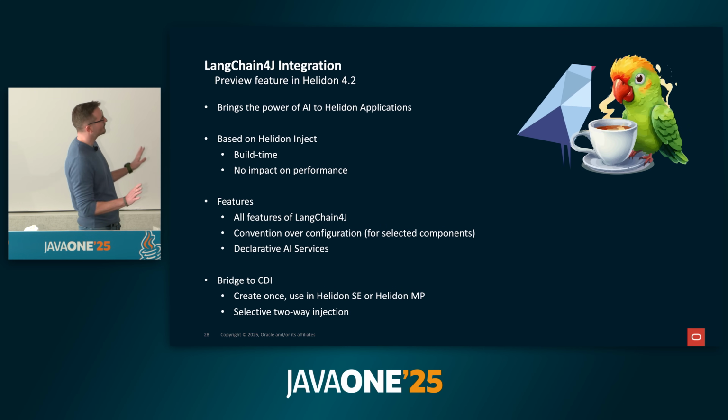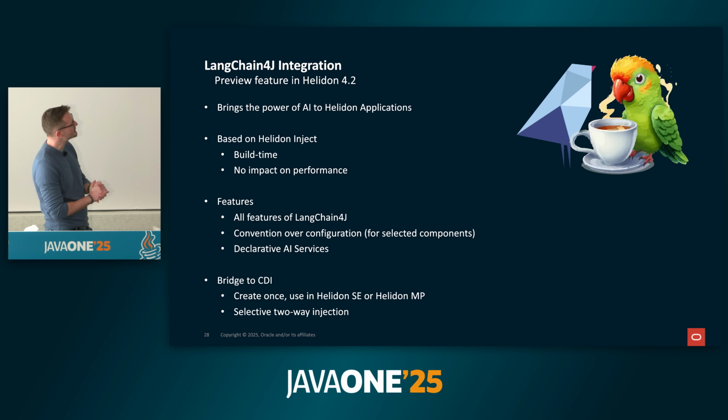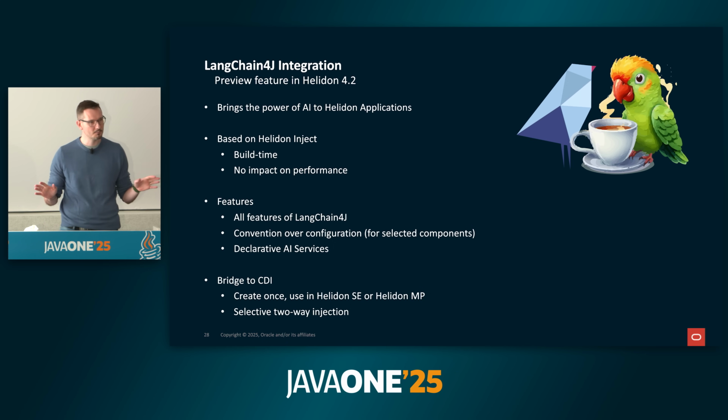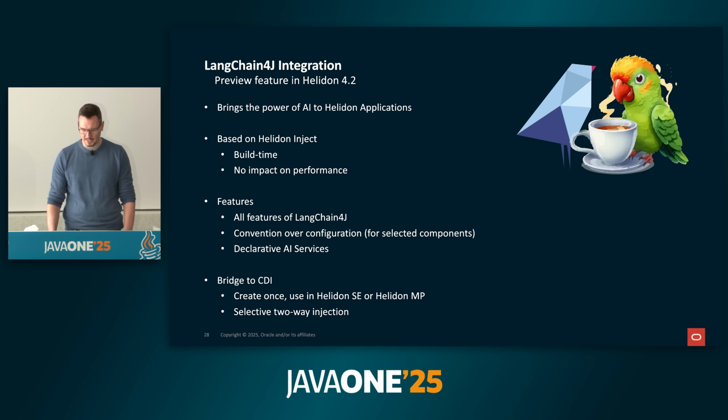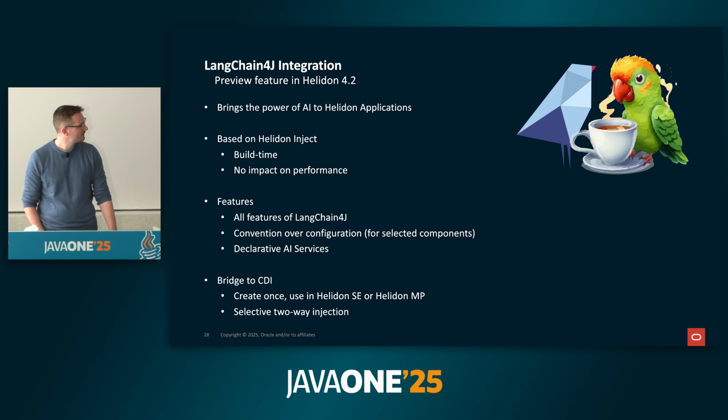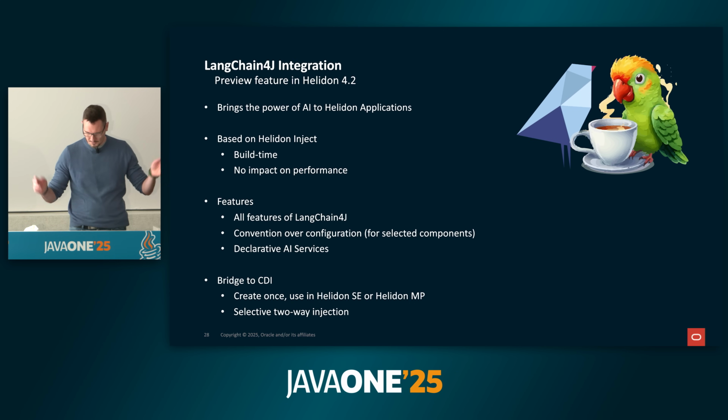So now we can jump into the LangChain4j integration that's built on top of the Helidon inject, which we have explained already. So it's one of the first features we have built on top of that. Again, as it is a build time thing, it has no impact on performance, even in Helidon SE, so you don't have to be afraid of it. You create it once, it can be used in both flavors, in the CDI beans, the JAX-RS resources, and so on.